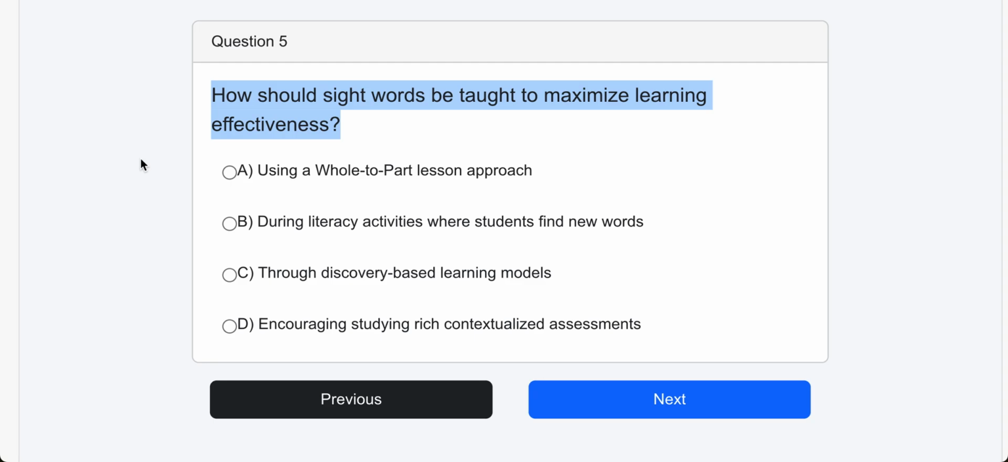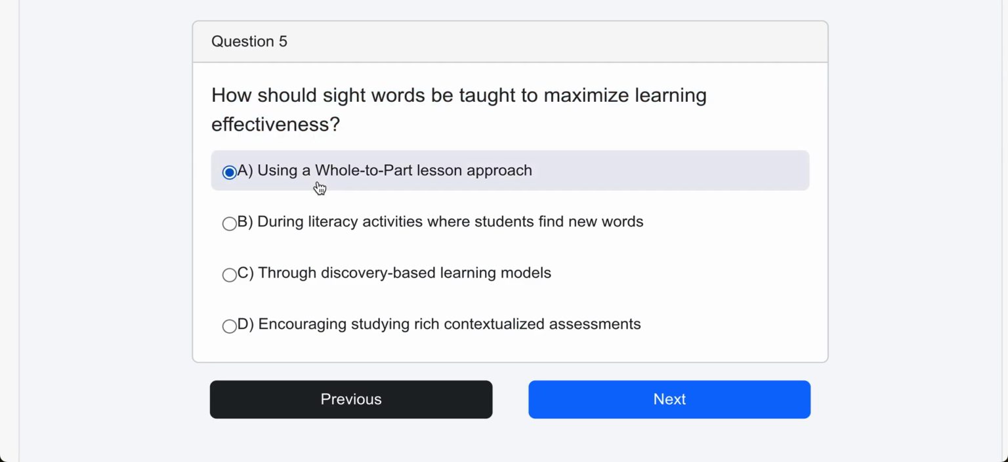How should sight words be taught to maximize learning effectiveness? This one's really important. Is it A, B, C, or D? Pause the video if you need some extra time. Otherwise, let's talk about this. So sight words should be taught using a direct and explicit whole-to-part lesson approach, which focuses on word recognition as a whole unit. And so here we have option A, and we're going to go with that.